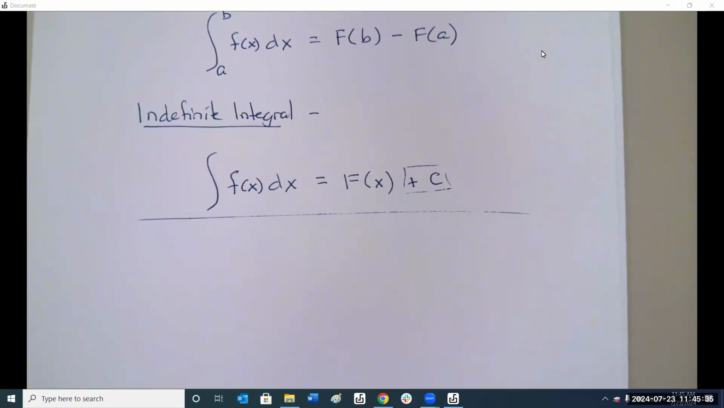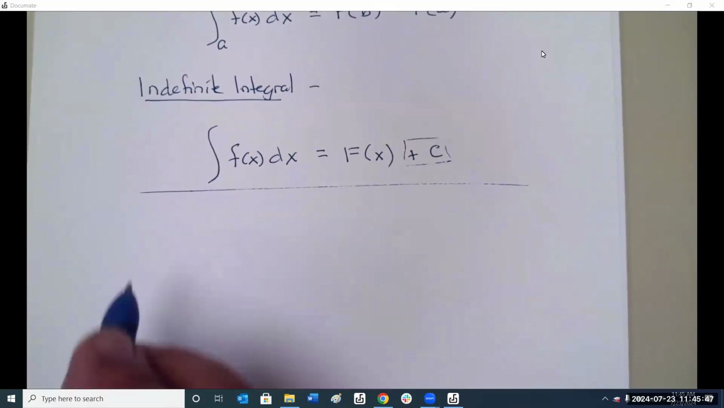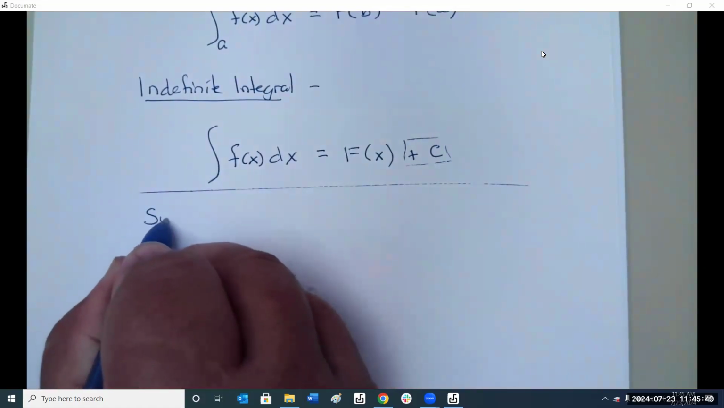I can't tell you the number of times. It's like, how many times have we done limits and you forget to put the as x goes to infinity? It's just forget about it. Don't forget the plus C. Okay.